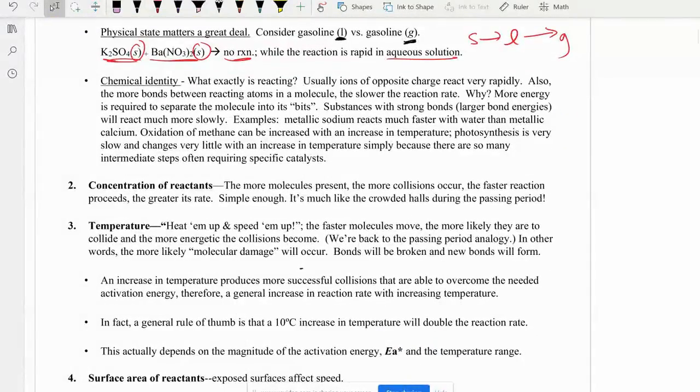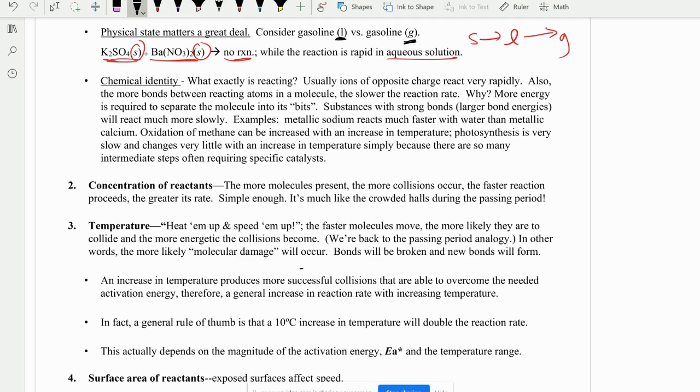The other bullet point here under the nature of reactants is something we call chemical identity. And so if you're thinking, what does that mean? This is basically when you're trying to consider what exactly is reacting in this reaction. So for example, usually ions of opposite charges are going to react very rapidly. Also, the more bonds between reacting atoms in a molecule, the slower that reaction rate is. And that should make sense because more energy is needed to go into breaking those bonds before the products can form. So more energy is required to separate those molecules into their bits, if you will.